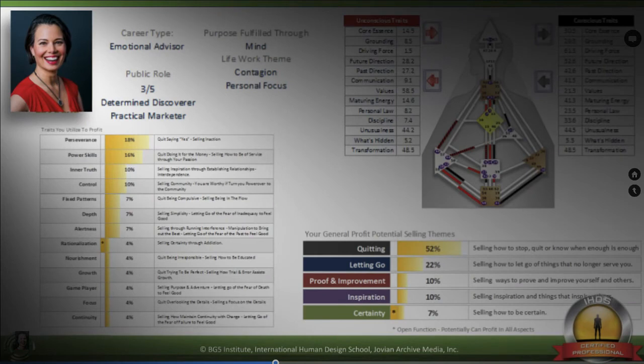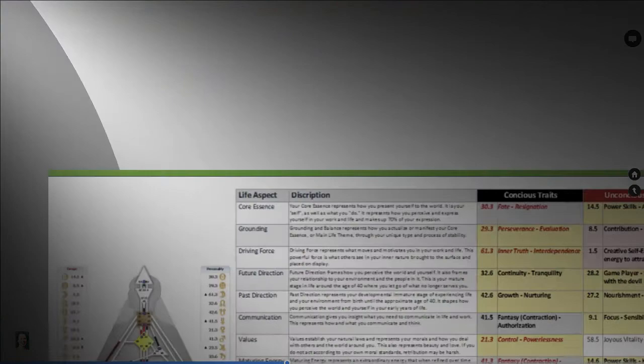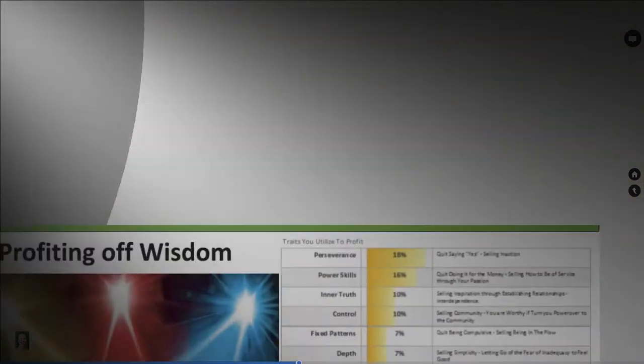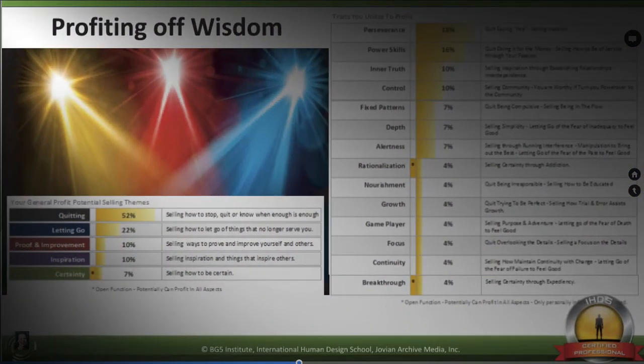So this treasure map, you can see here, we've got some bar graphs and some information that is basically taking the design and distilling it down into different components that helps us see the traits that we use for profit and your general profit potential selling themes. So the selling themes we're going to be working on all throughout, but we're going to focus specifically on our second meeting. That would be in June, the first week of June, Monday of June.